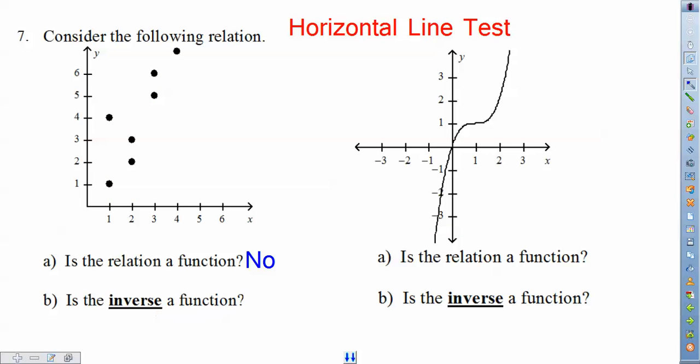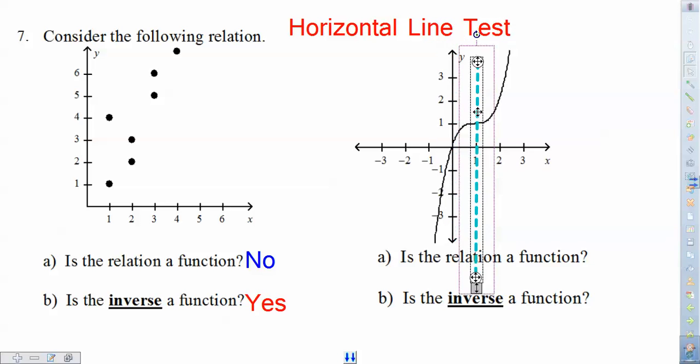Is its inverse a function? Notice that when we use a horizontal line test on this relation, no matter where I put this horizontal line, I'm hitting the graph once. So this inverse of whatever it is we have here is going to be a function. Over here, this thing will pass its vertical line test. Okay, passes its vertical line test.